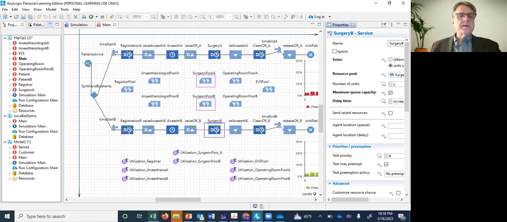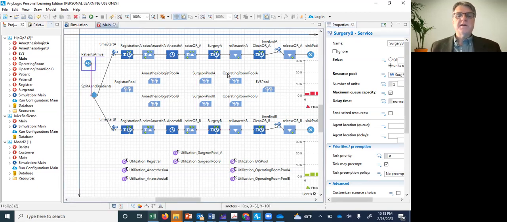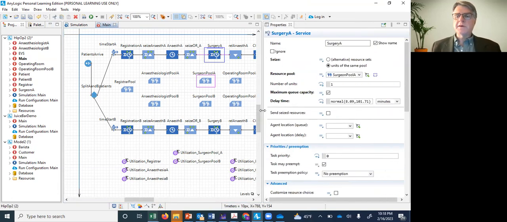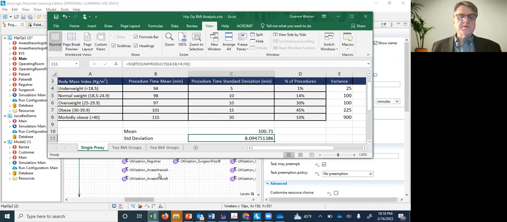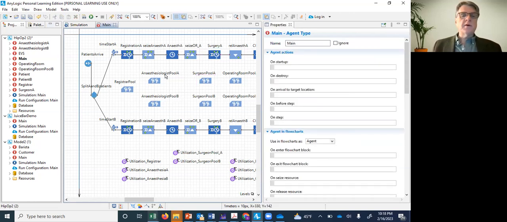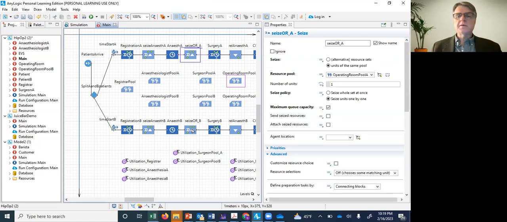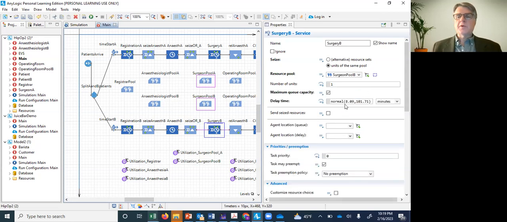So to adjust this, I'm simply going to go here. And incidentally, I've restored the surgery times to what they were originally, 8.09, 101.71. That was our original mean and standard deviation. There's no pooling of the ORs here, and no distinction between the two tracks, right? They're both receiving normally distributed surgery times with a mean of 101.71 and a standard deviation of 8.09.